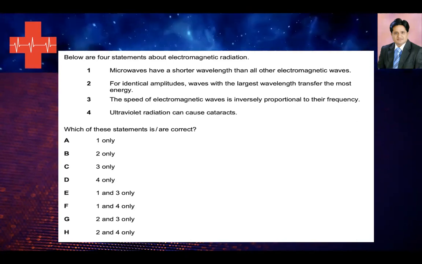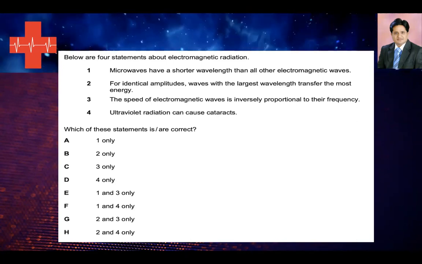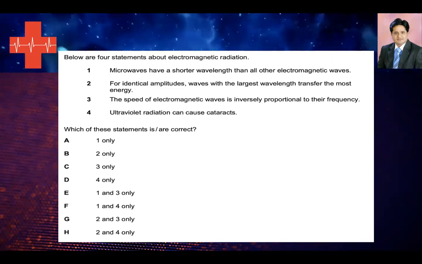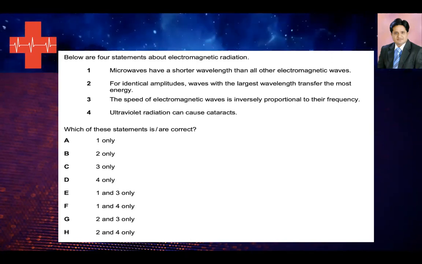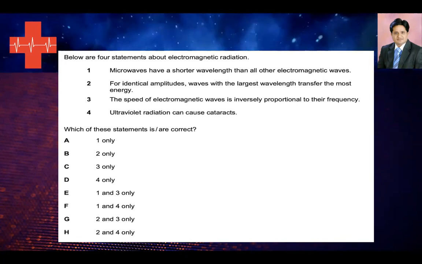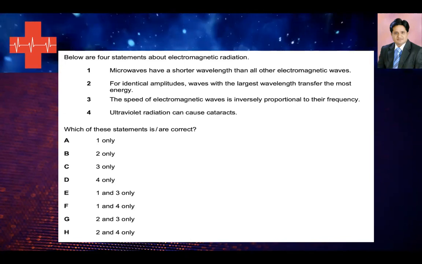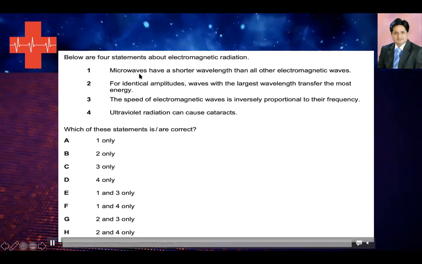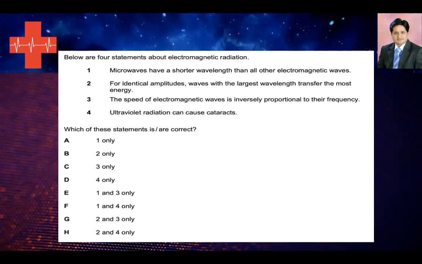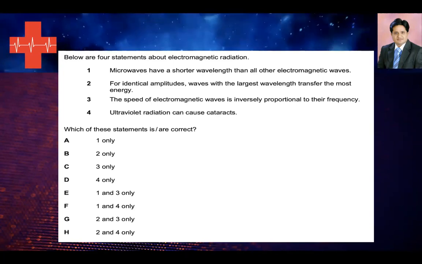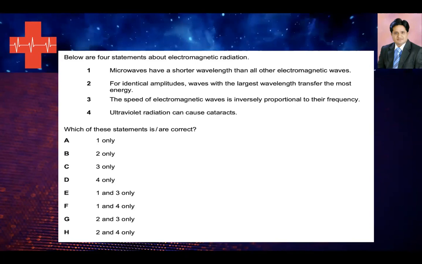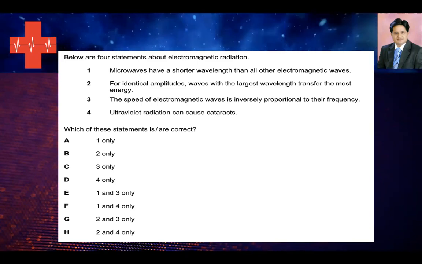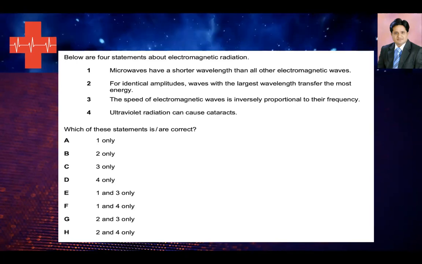So let's look at statement number one. Microwaves have shorter wavelength than all other electromagnetic waves. Now, you need to know the wavelength and the frequency of the entire electromagnetic spectrum, because here they have given you a question on microwaves. Next time they might ask you a question on radio waves or ultraviolet and so on. So it's important that you know the order of wavelength and frequency of electromagnetic waves.